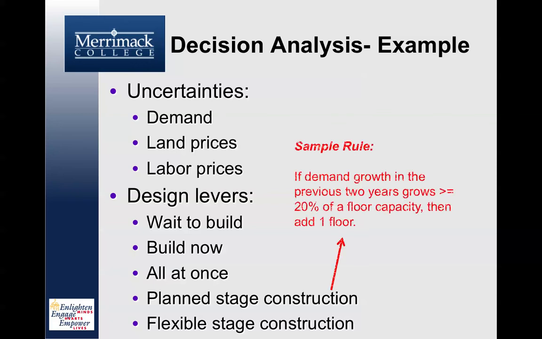And this planned construction might consist of a rule that says, if demand growth in the previous 2 years is more than 20% of a floor's capacity, then add a floor. Otherwise, don't. So instead of just planning right at the beginning to add a floor, since the demand is uncertain, let's wait and see. So this gives us a way of planning this out a little bit to see the net present value of that alternative.